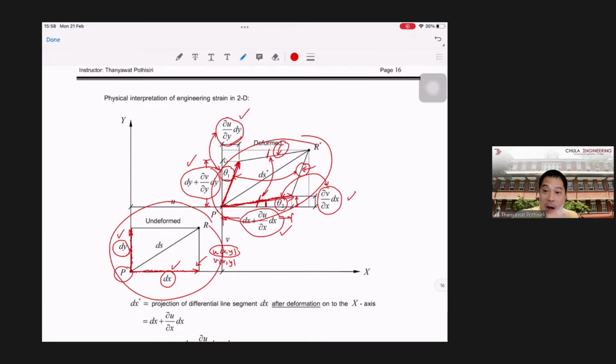Now, why is that? Because you are virtually constructing this differential length from a point. So this virtual size comes from this point. So these are the sides that come from these two virtual sides. So it has to be a parallelogram.